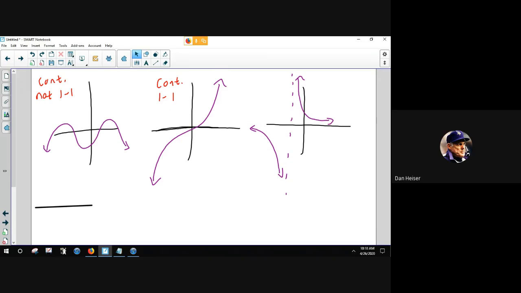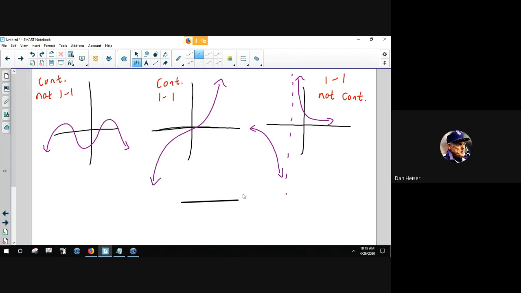Last but not least, I have a rational function. Looks good. 1-to-1, not continuous because we have this asymptote.